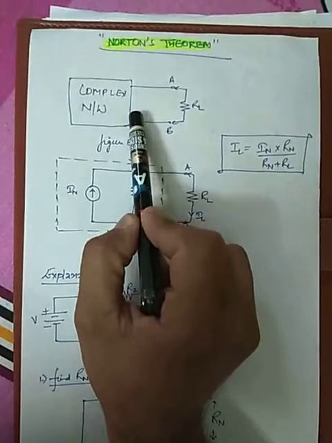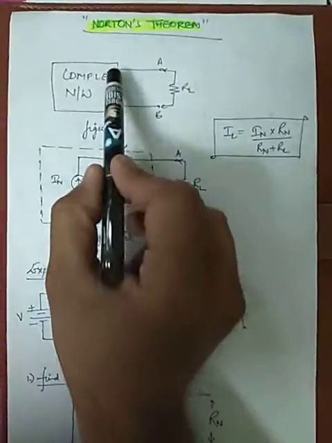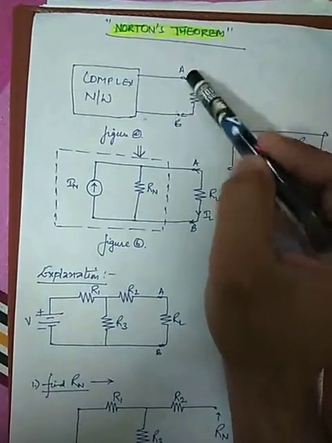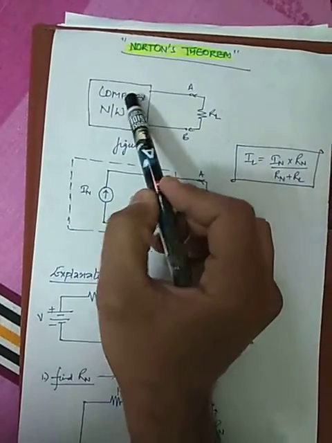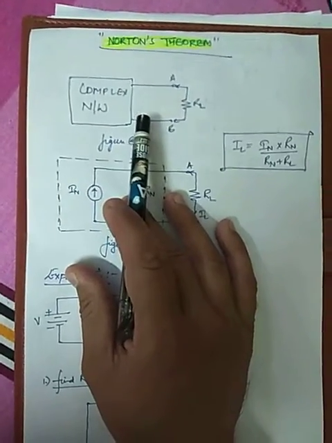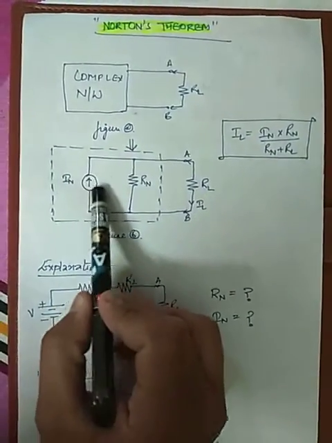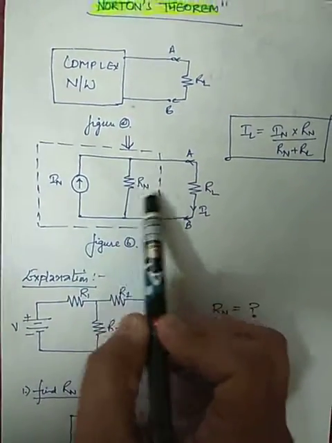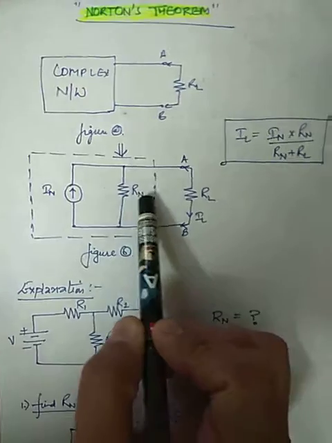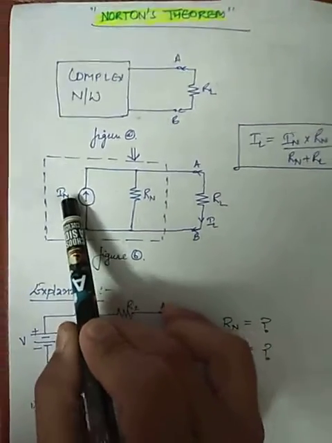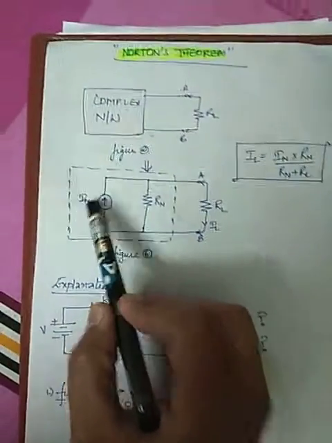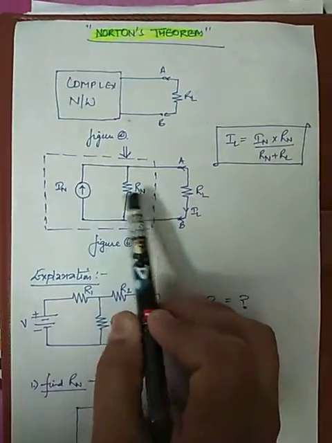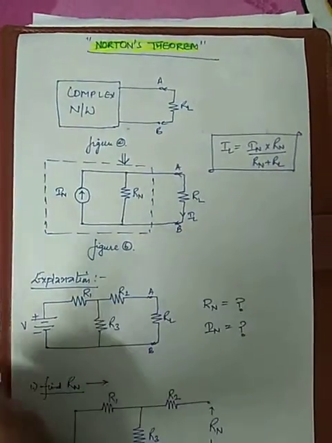But according to Norton's theorem, the entire circuit behind the terminals A and B can be replaced by a single current source in parallel with a single resistance, that is called Rn, Norton resistance, and In is called Norton current. So here the resistance Rn is the same as Thevenin resistance Rth. The value of In is determined as mentioned in Norton's theorem.